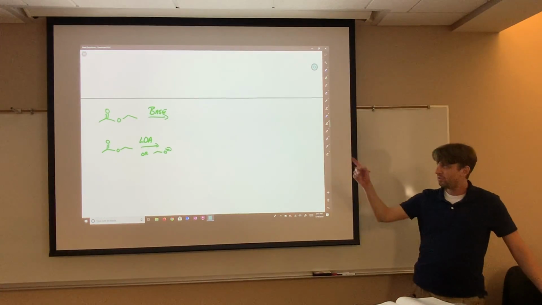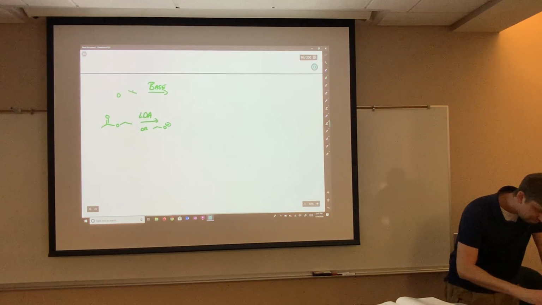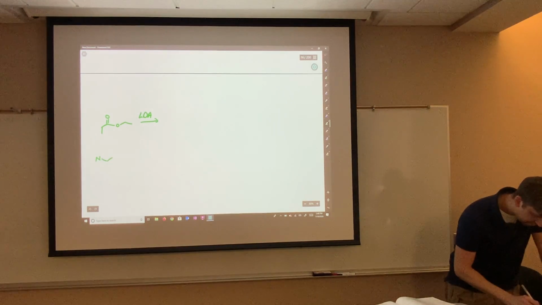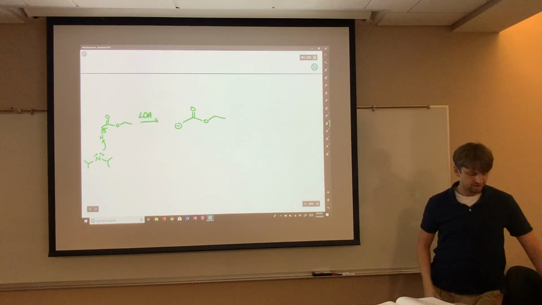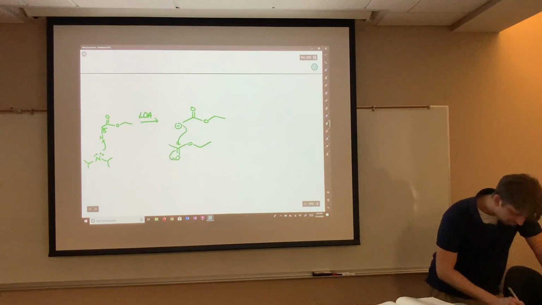But anyway, what's the point here? We're going to end up deprotonating. Let me just clean this up. And then we can get through this mechanism. So let's use our buddy LDA. Get this going. That's going to find another ester.